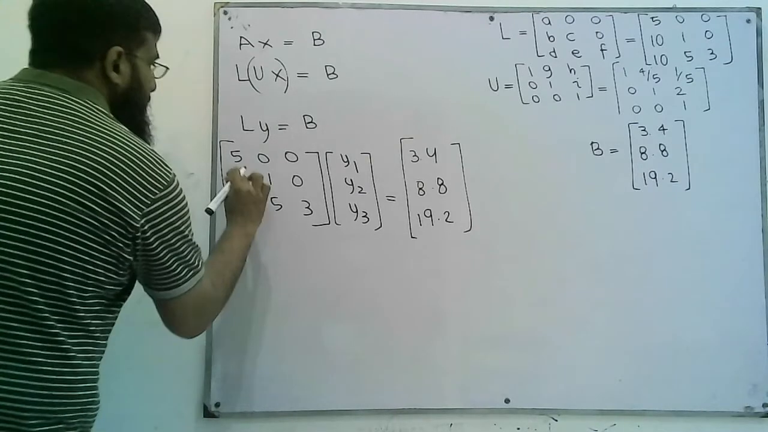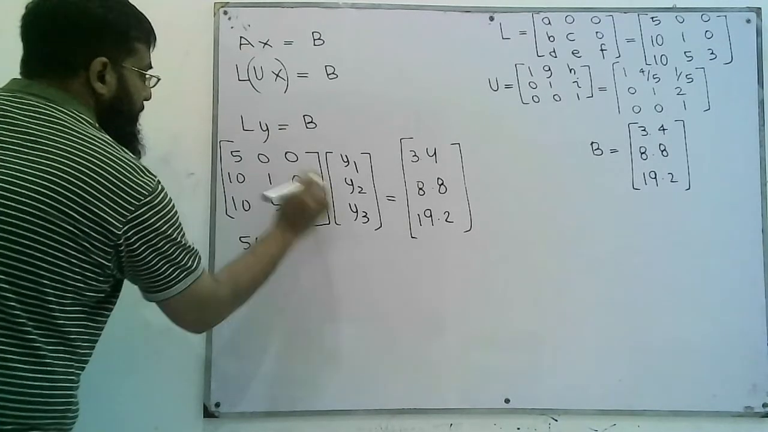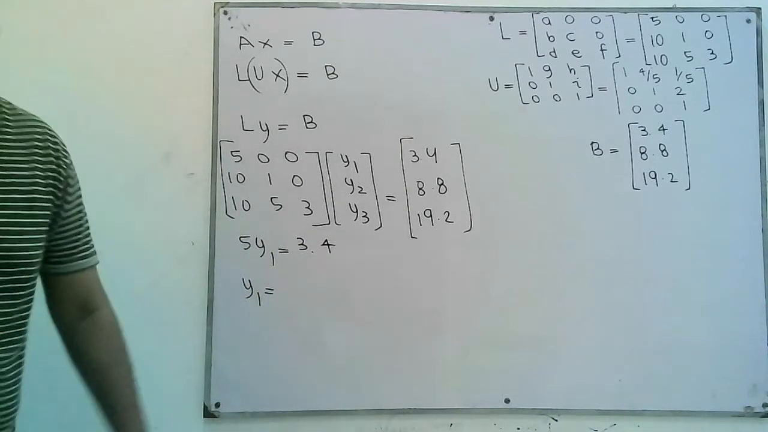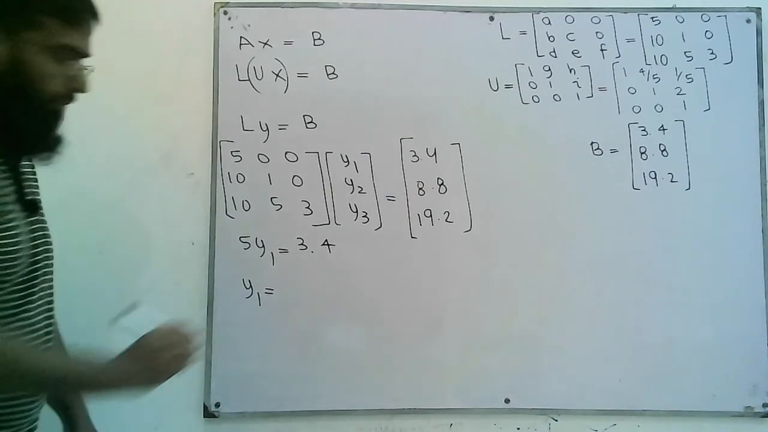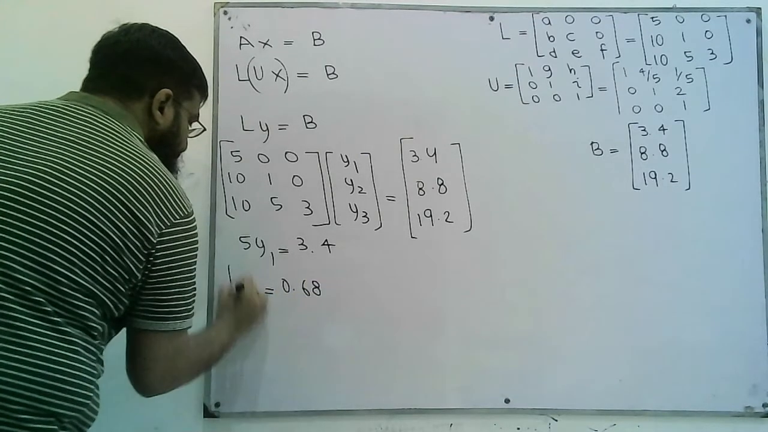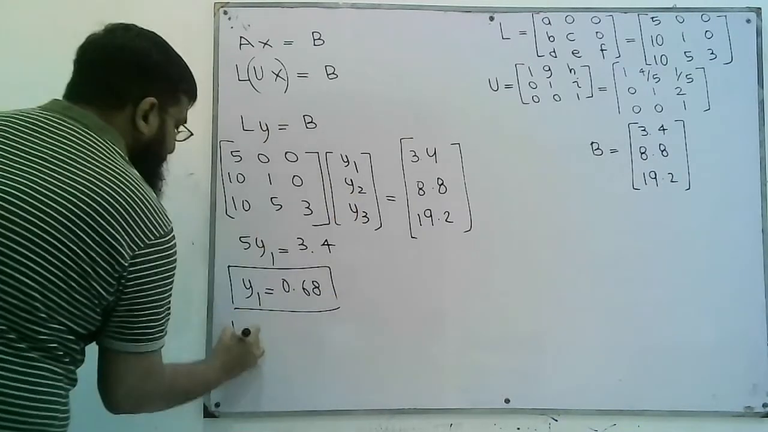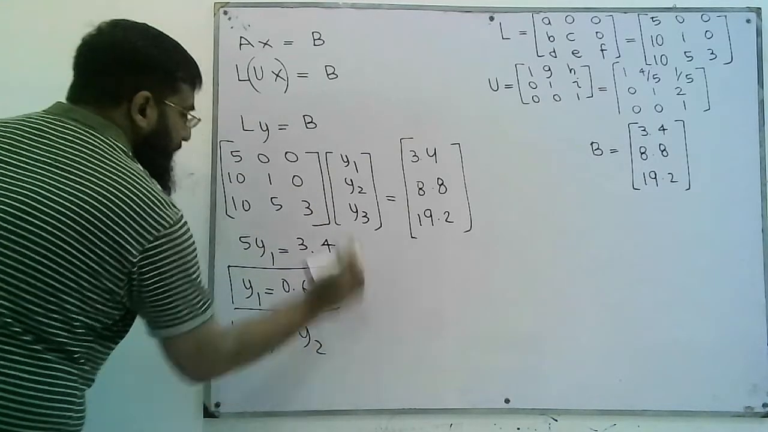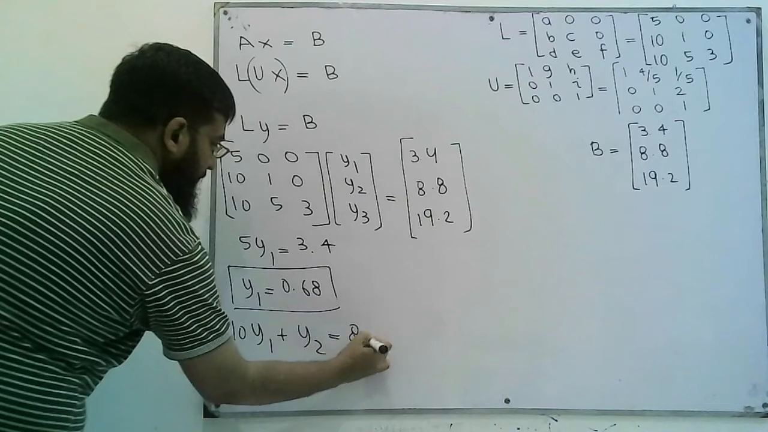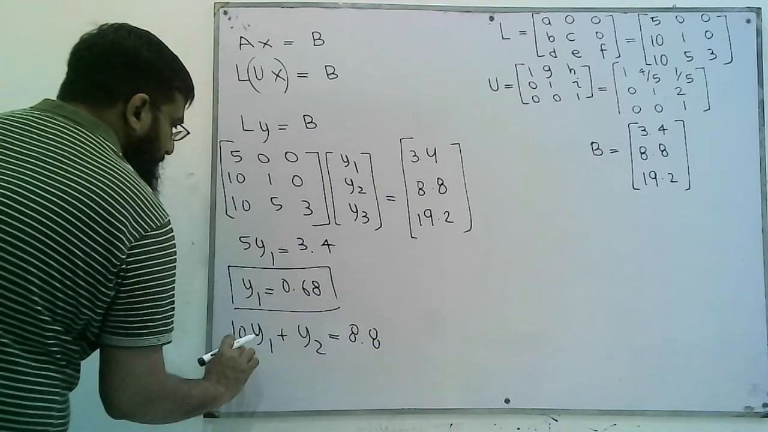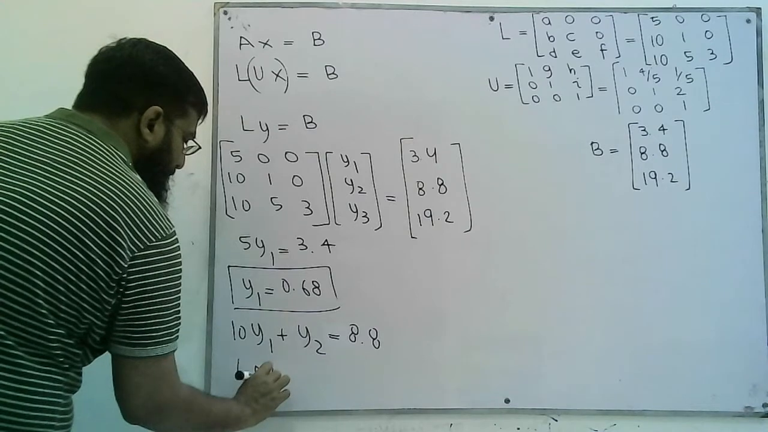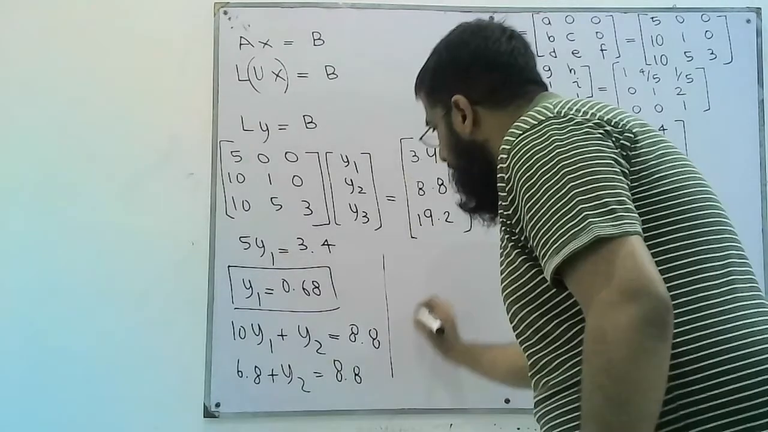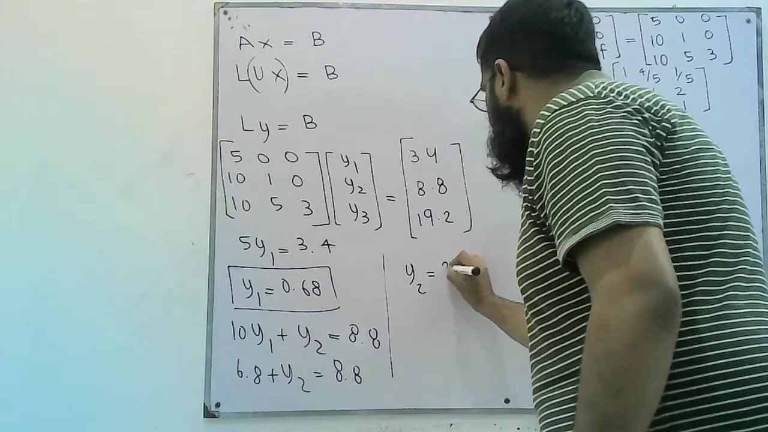This is 5 times Y1 plus 0 times Y2 plus 0 is equal to 3.4. So Y1 can be written as 3.4 over 5 and Y1 is 0.68. The second equation would be 10 times Y1 plus 1 times Y2 plus 0 times Y3 is equal to 8.8. 10 times 0.68 would be 6.8, plus Y2 is equal to 8.8. This means Y2 is 8.8 minus 6.8, which is 2.